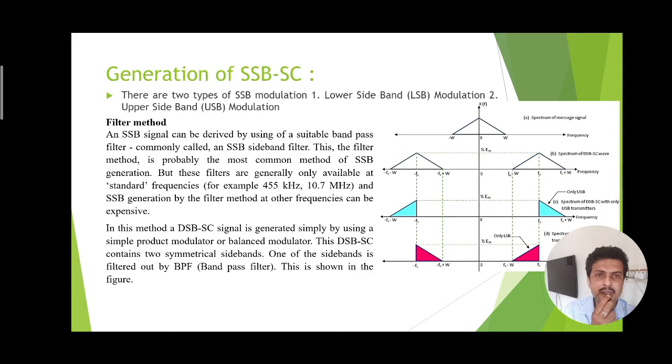Therefore in this method, the DSB-SC signal is generated simply by using a product modulator or balanced modulator. This DSB-SC contains two sidebands. One of the sidebands is filtered out using a bandpass filter, and this is shown here clearly.